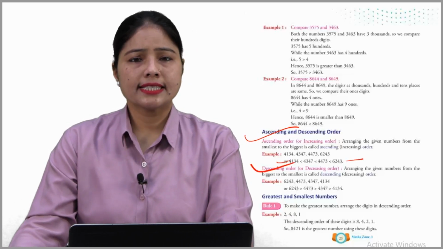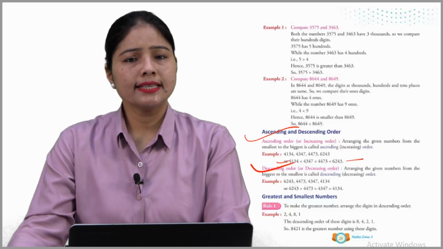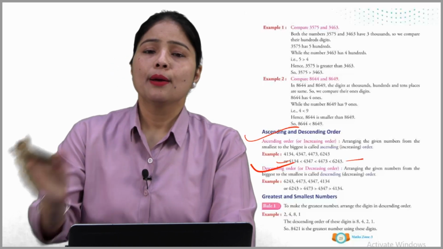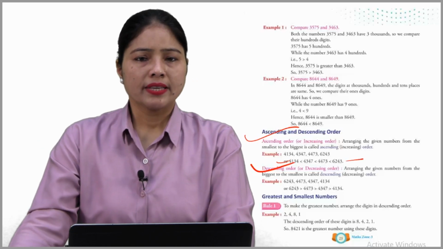Descending order, or decreasing order. Arranging the given numbers from the biggest to the smallest is called descending order or decreasing order. बड़े से कोई नंबर जब छोटे की तरफ जाता है वो हमारा डिक्रीजिंग ऑर्डर होता है. Example.